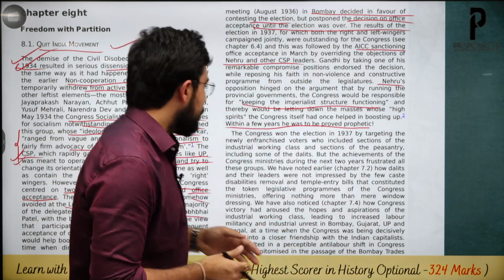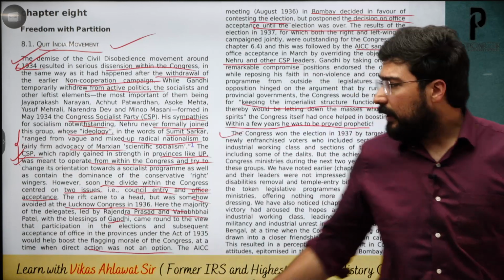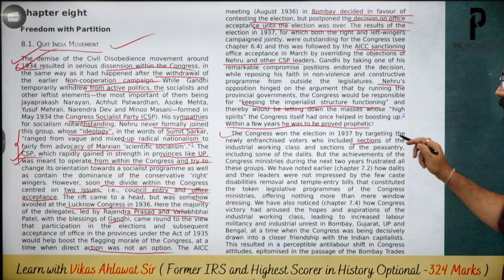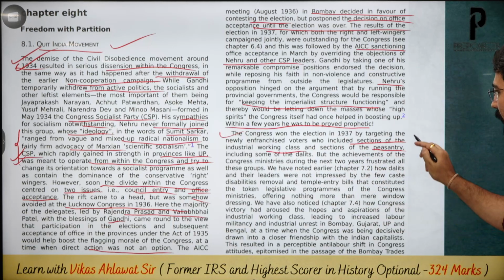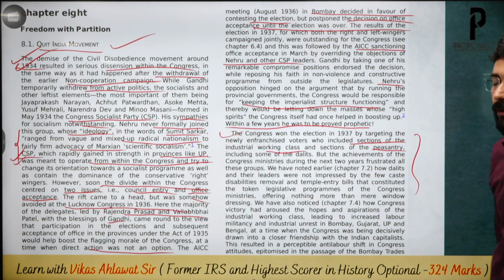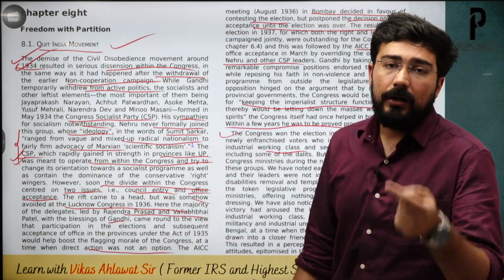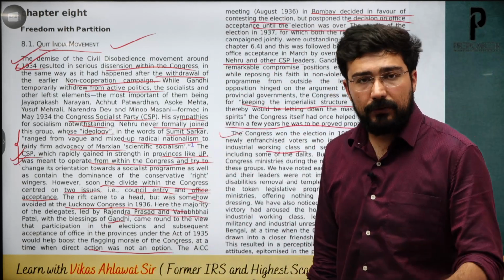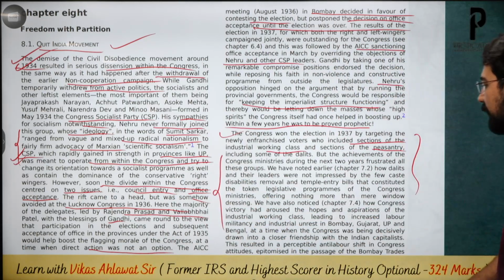to the Indians. The Congress won the election in 1937 by targeting newly enfranchised voters, which include sections of the working class as well as peasantry. But the achievements of these ministries, they have mentioned, were not good enough even with respect to the caste system or untouchability, with respect to reforms for the peasantry, with respect to the temple movement, etc. So they were let down in various departments.